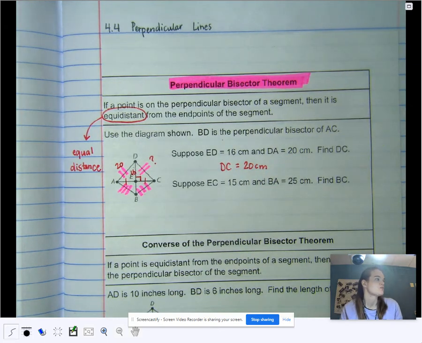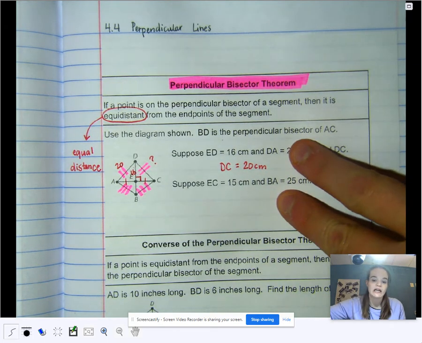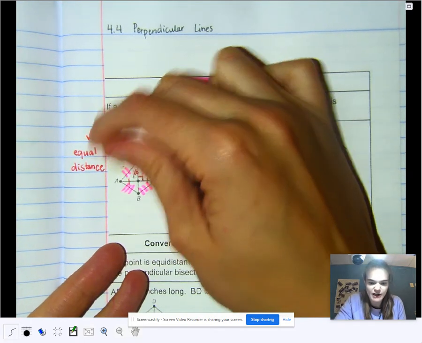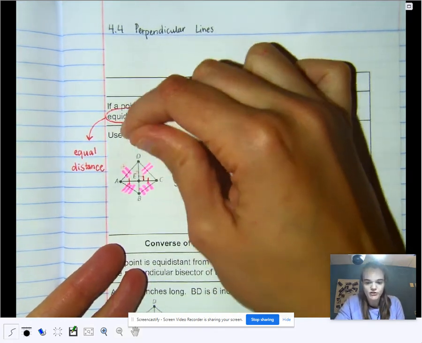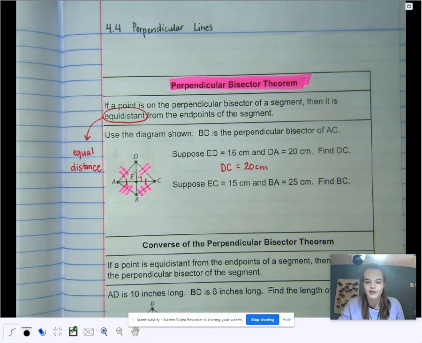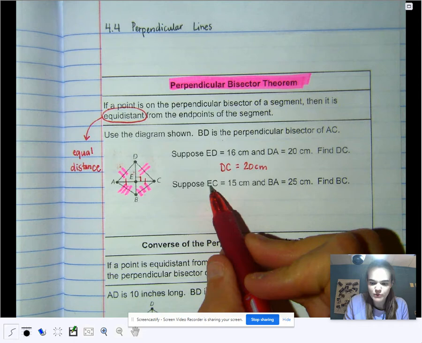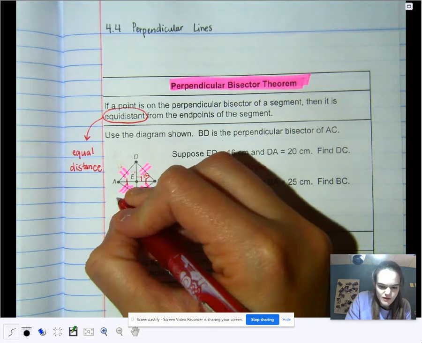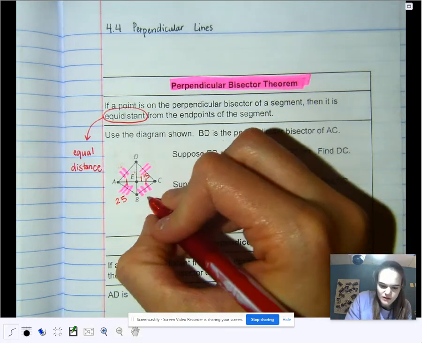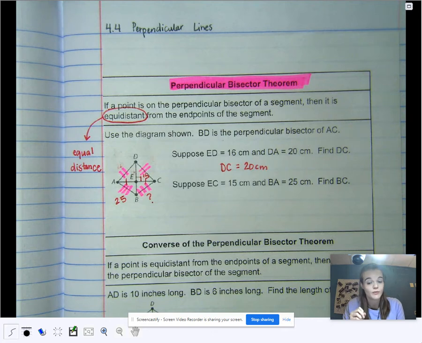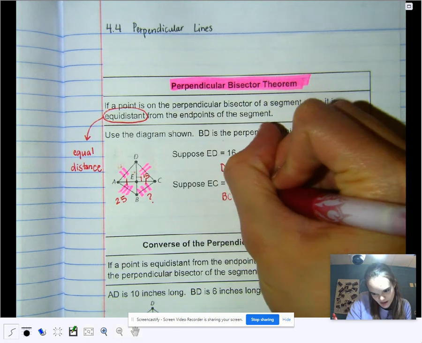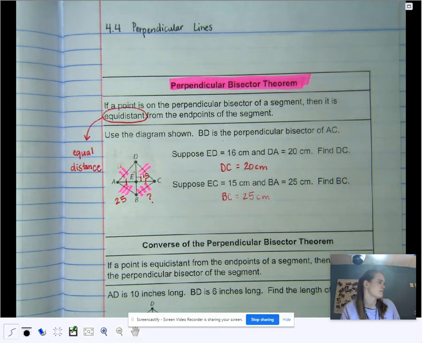Something you have to get used to: these problems are not related. So I'm going to erase this. That's why I did something with it. We'll erase because these values do not match now. The relationship is still there. So the things that are marked as congruent are still congruent, but the relationship's not the same. The next one. Suppose EC is 15. BA is 25. Find BC. So the same thing. They gave us extra information. BC is 25 centimeters.